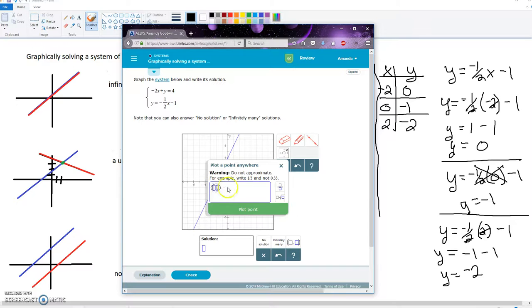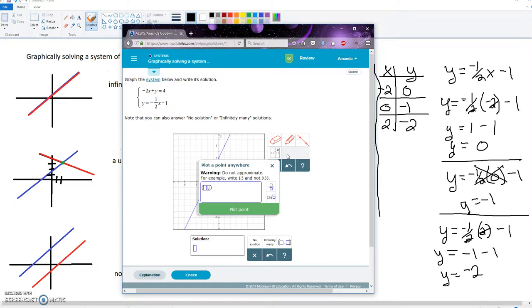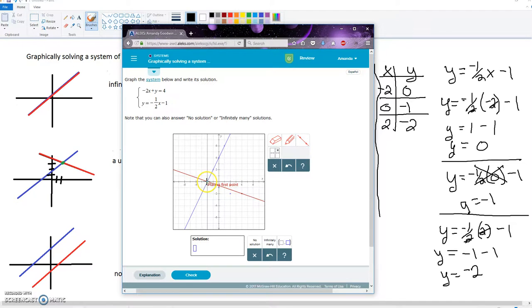Again, make Alex do the work. So -2, right arrow key, 0. And then 0, right arrow key, -1. And 2, right arrow key, -2. Plot. Notice we've got our 3 dots right here. So we're going to click on our line, place our first point and our last point.